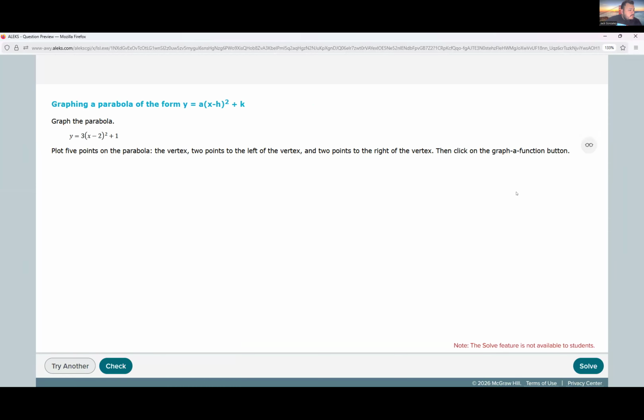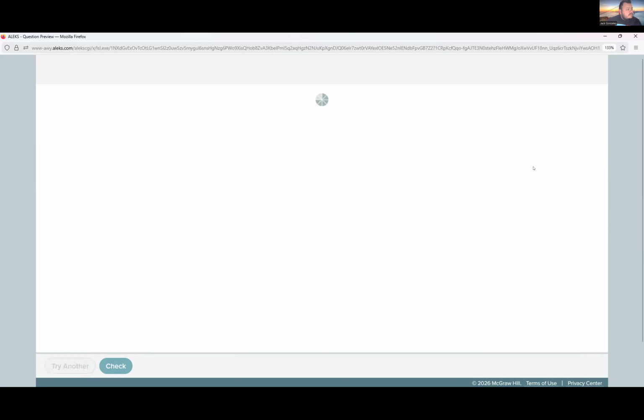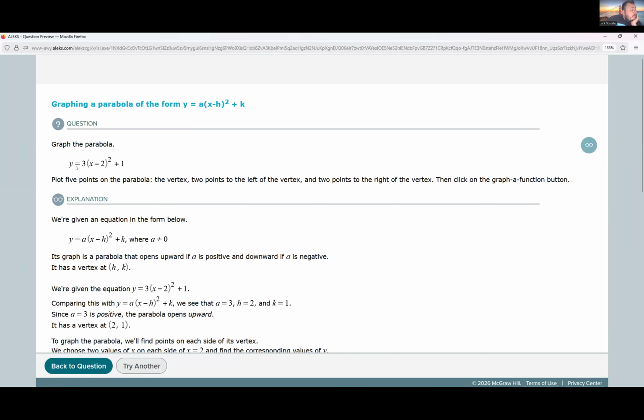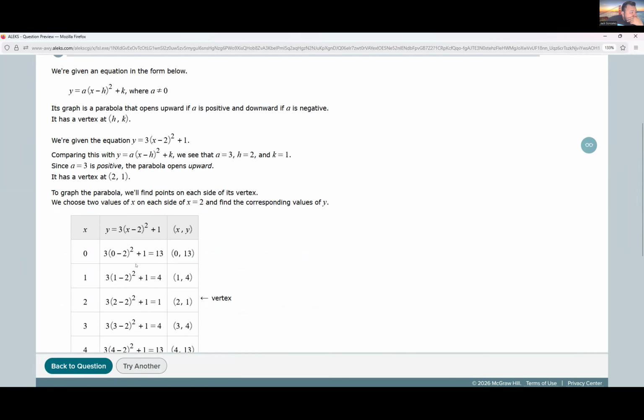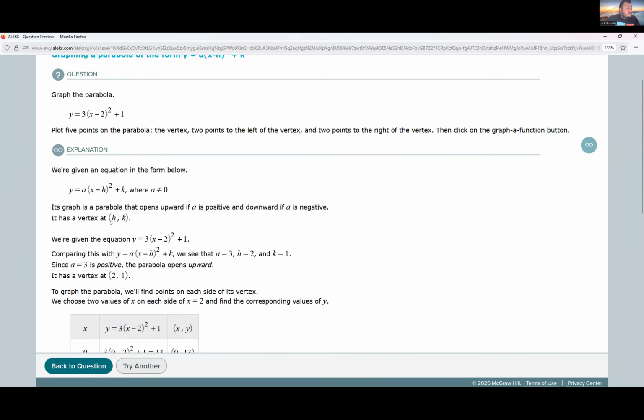Number two, here I'm going to open up the solution explanation so we can have some backup here. So if you're given this form, they want us to plot 5 points. So that's kind of annoying. We might have to do it on paper or maybe use their little t-table here. So basically, we have the vertex, right? We can see it right here.